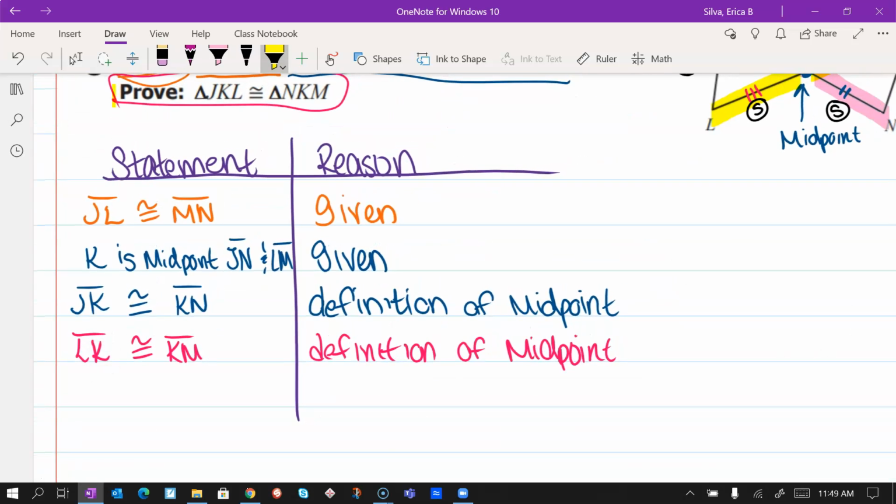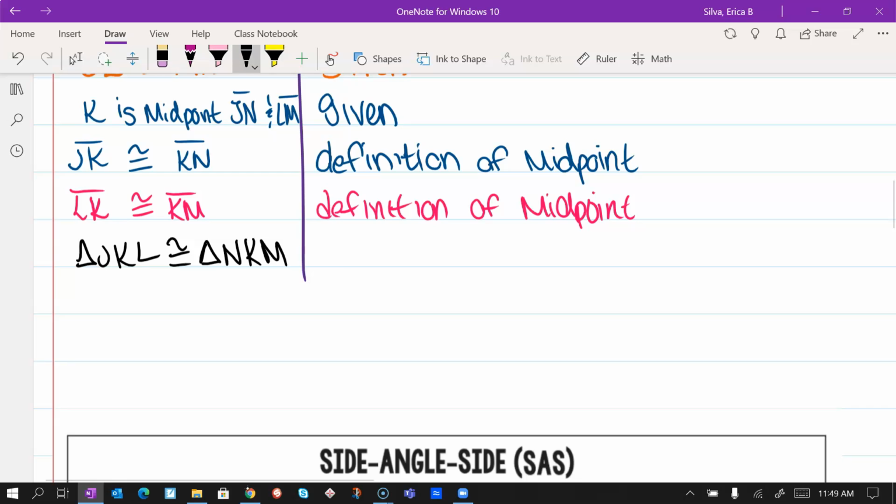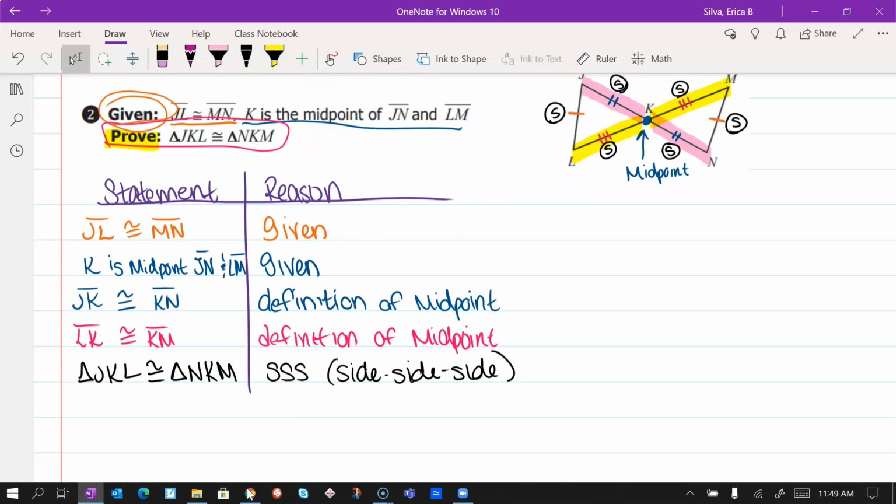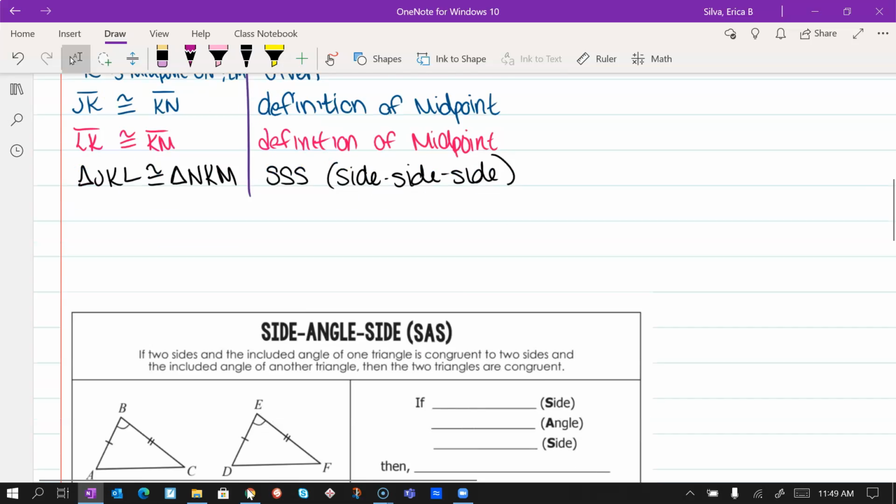So notice on my last step, I'm going to write down what they're asking us to prove. And in fact, they are congruent because of the SSS postulate, which is side, side, side. Any questions? Put your phones away, please. All right, let's go on to the next one.